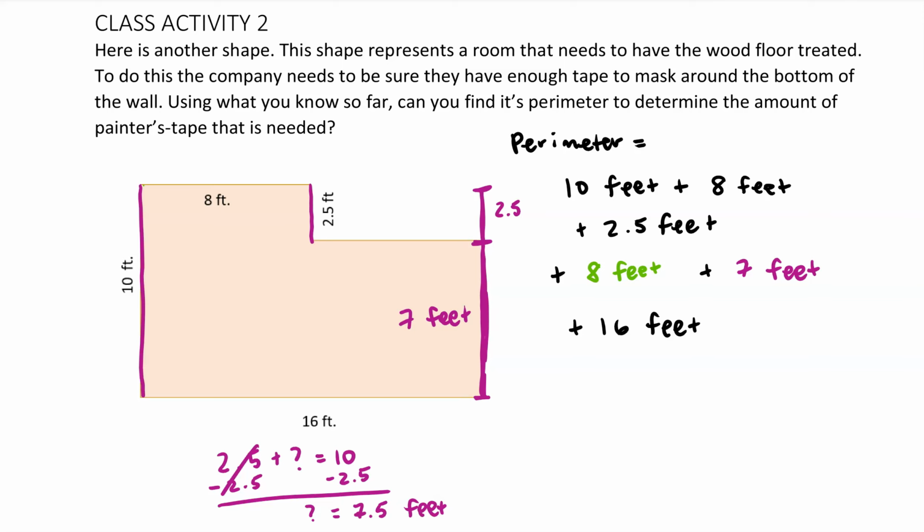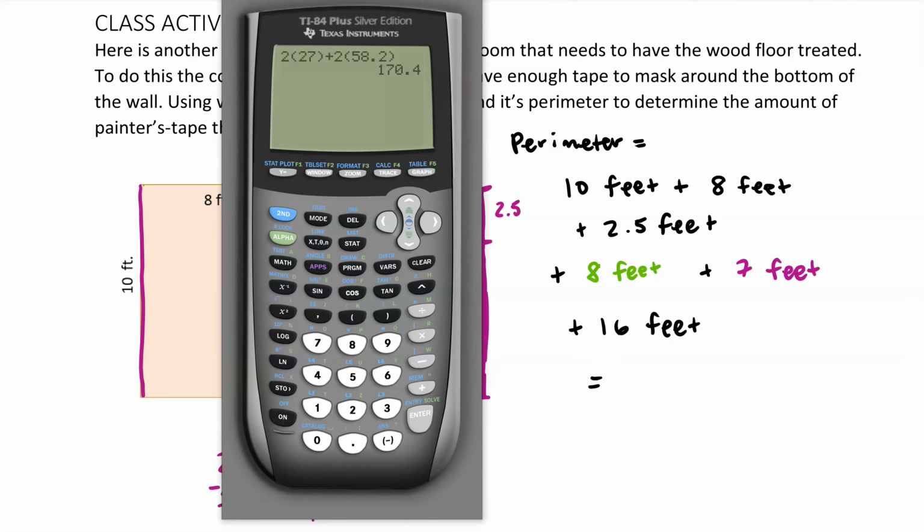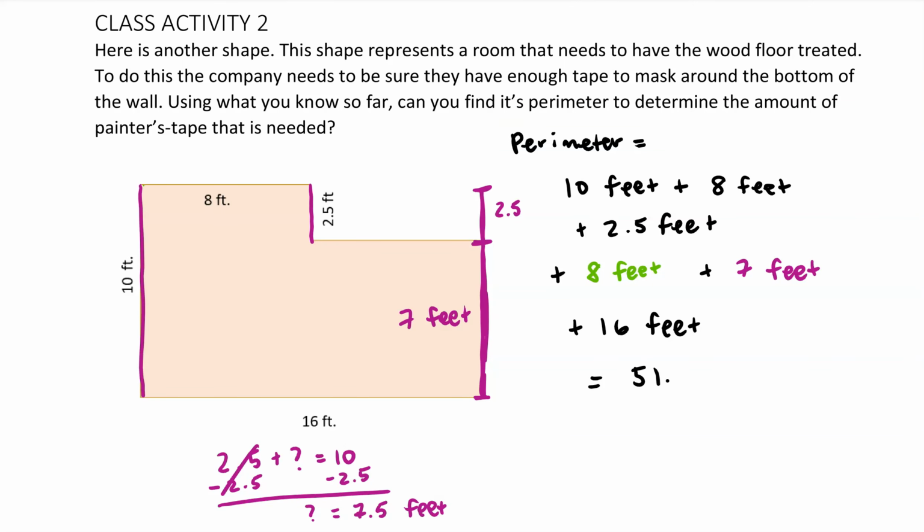Okay, so now that we have all of those values, I'm going to throw that into my calculator. So we have 10 plus 8 plus 2.5 plus 8 plus 7.5 plus 16. So that is 51.5 feet.